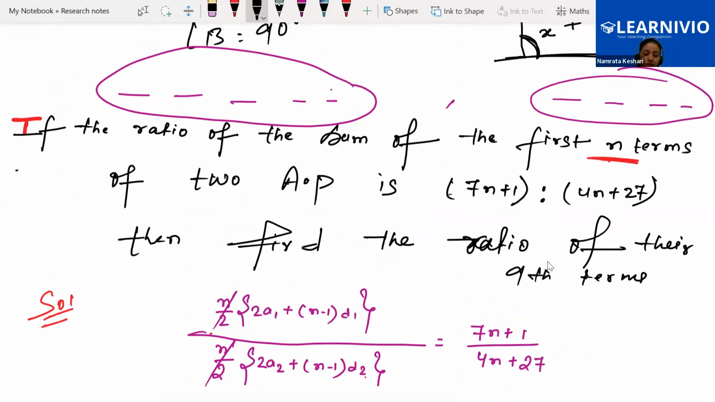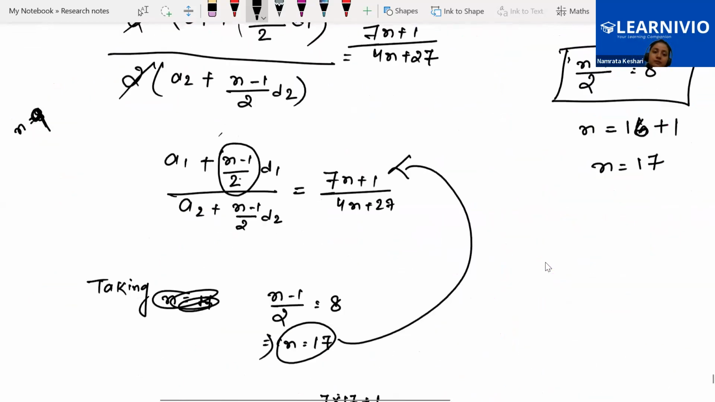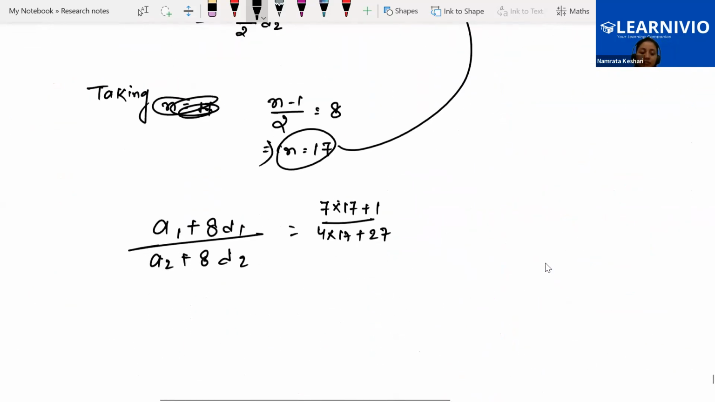Ma'am, can you show the last part? Find the ratio.